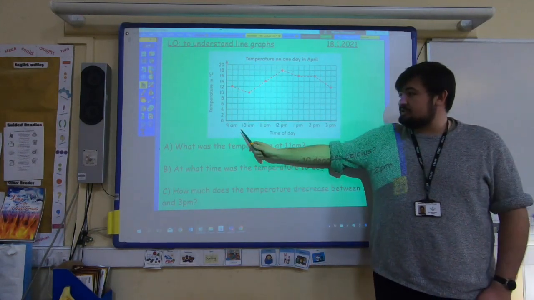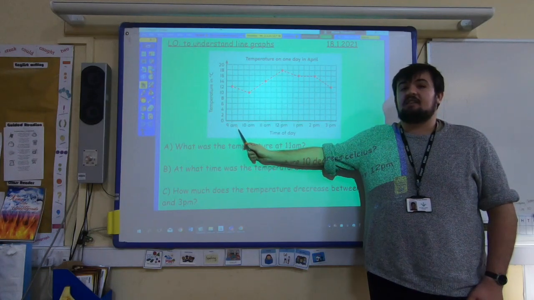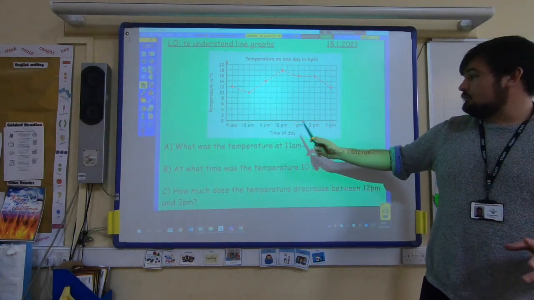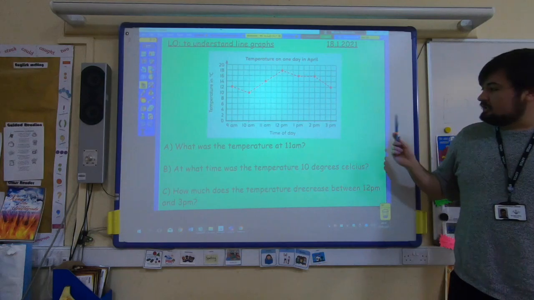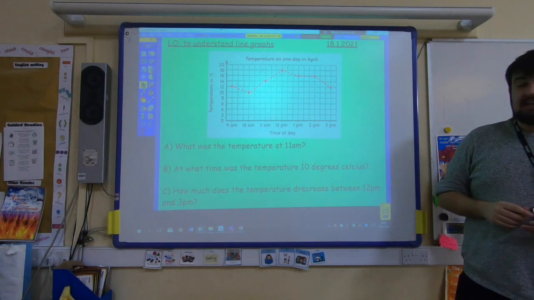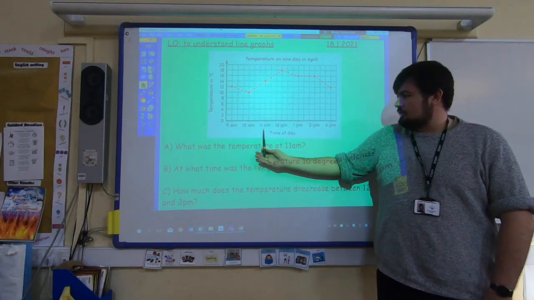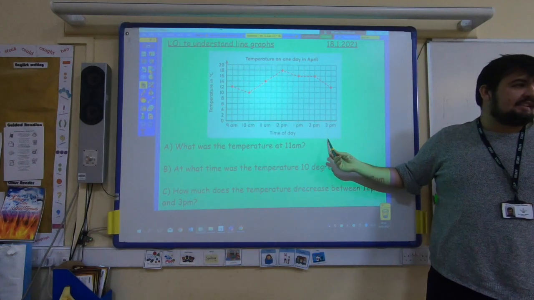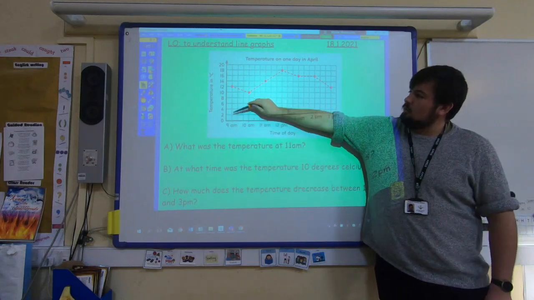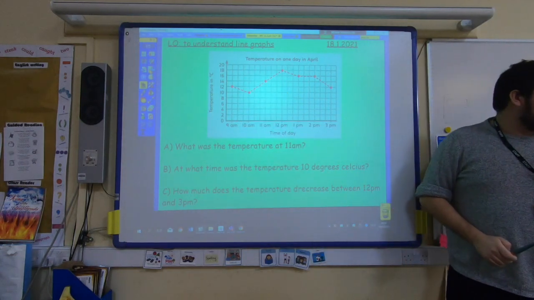So what time does my chart start? Freya? 9 a.m. Yeah, what time does it finish? 3 p.m. Okay, so time for the day. What's this down the side here then? If this is time along the bottom, on my x-axis it's time, what's along my y-axis along the side then?